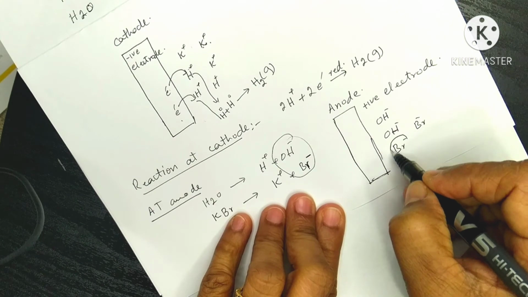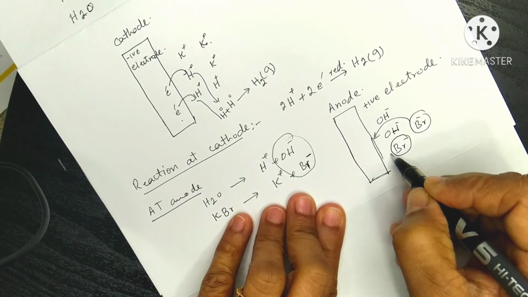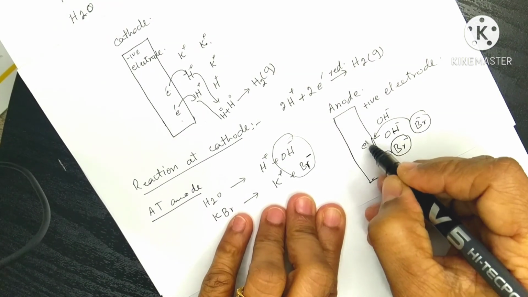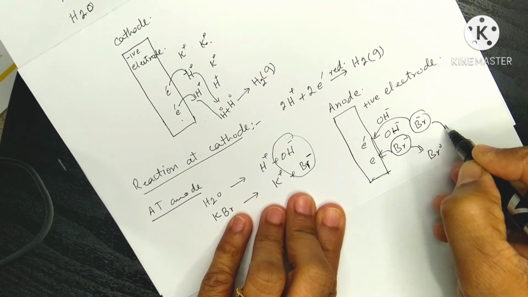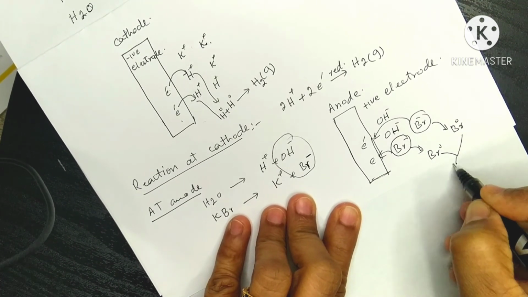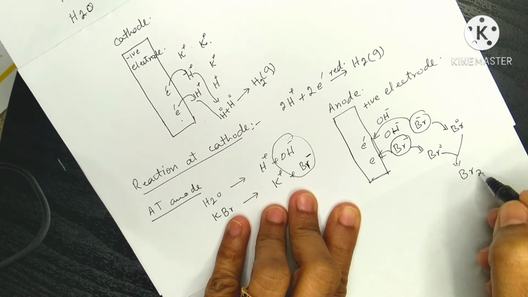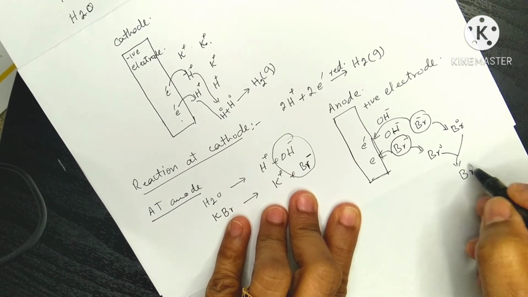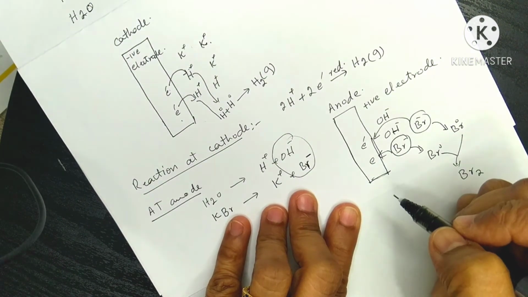So bromide ions, they will move towards the anode and they will release the electron here and convert into neutral bromine. And these two neutral bromine, they will combine with each other through the covalent bonding, and bromine will release at the surface of the anode, and hydroxide ion it will remain in the solution.